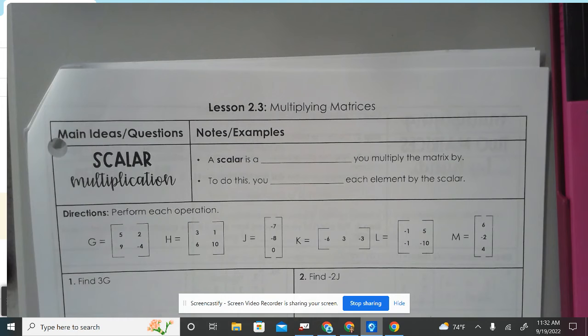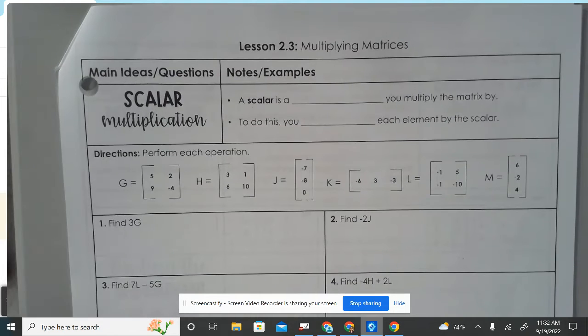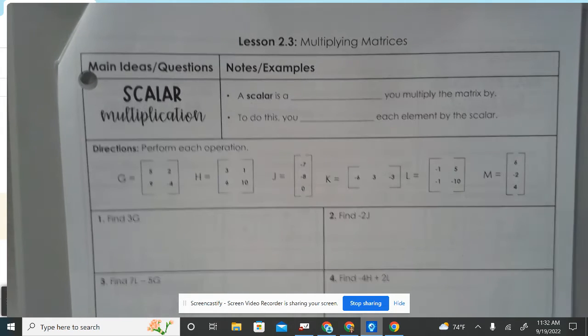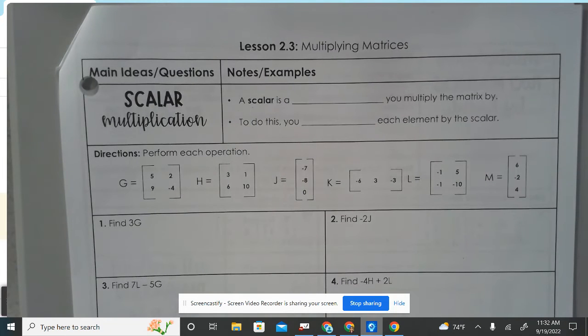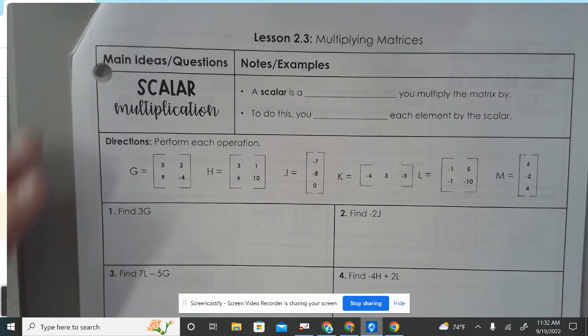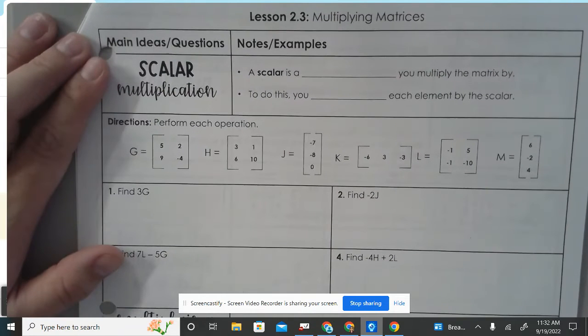All right. 2.3, we are multiplying matrices. We're going to see that this gets quite a bit harder than what we've been doing because I am going to require you to multiply by hand. Calculator works just like adding and subtracting, but when you multiply a matrix by a matrix, it gets really complicated. And so we are going to learn to do that by hand.